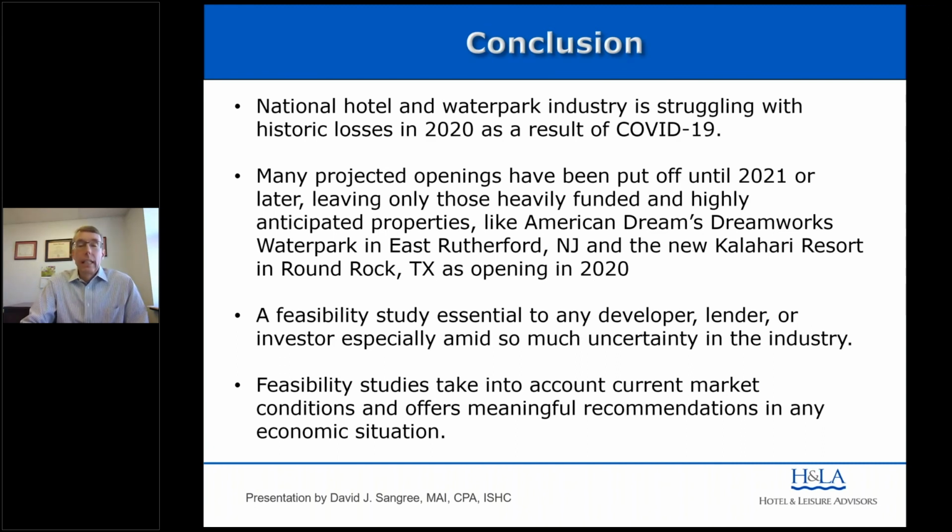Now, a feasibility study is essential for any major project like a water park or water park resort, as it's important for the developer, lender, and investor to understand what's happening, especially amid so much uncertainty. Feasibility studies should take into account current market conditions and offer meaningful recommendations in any economic situation.